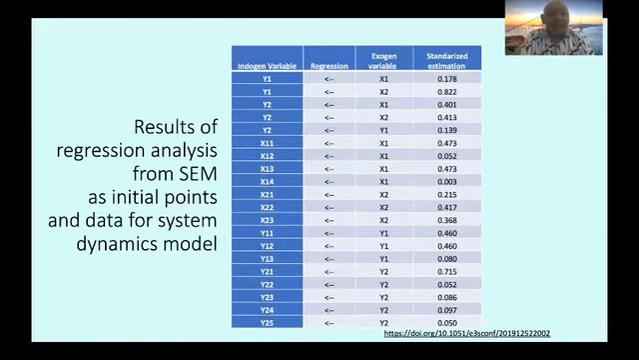We continue to the results of regression analysis from SEM as initial points and data for the system dynamics model. Beginning from the exogenous variable, regressed to the endogenous variable, the result that we can use to fill the system dynamics model is the standardized estimation from the fourth column.